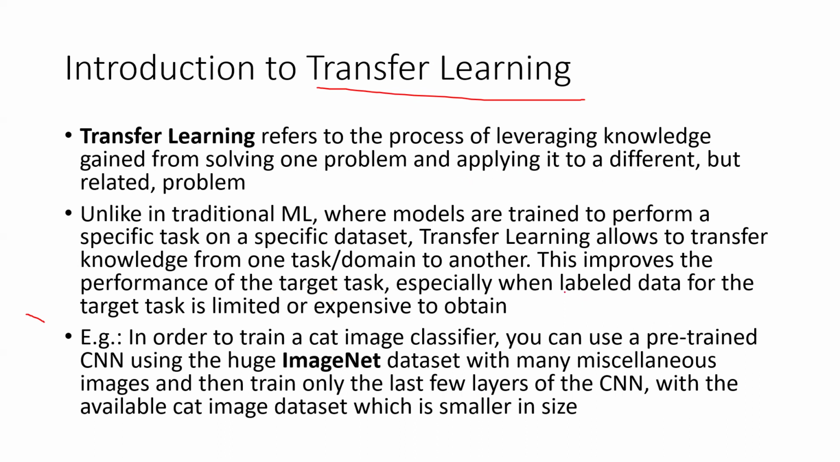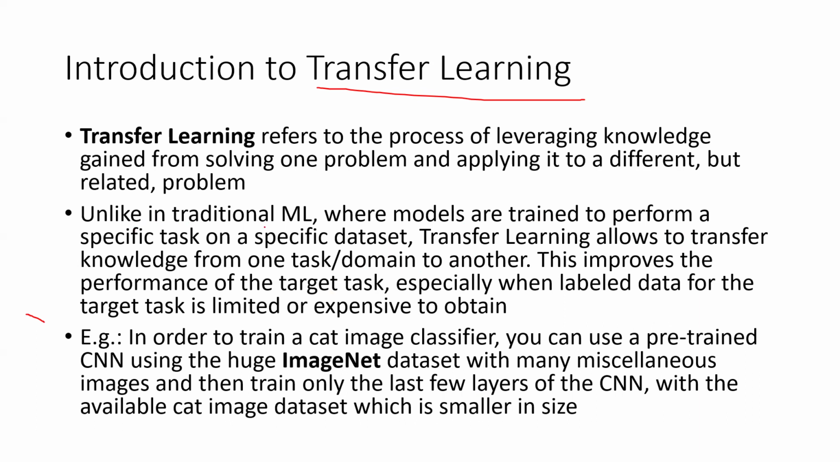So the available data set is known as the source data set, right? And the model that was trained is known as the source model, right? The problem that we want to solve is known as the target problem. So we are going to use the source model with the target data and train a model known as the target model, right?